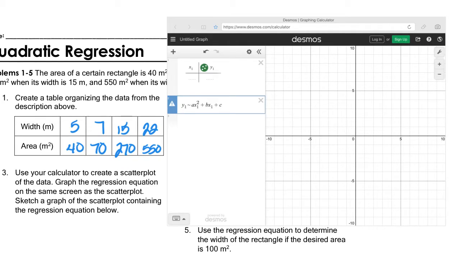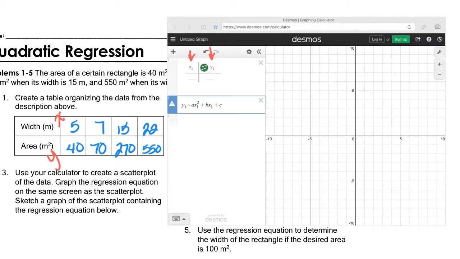And when I look at this, one of the first things I want to do is identify my independent and dependent variable. So my independent variable is width, and my area is y, or my dependent variable is y. And the reason I want to do that is so that I can make sure that I enter them correctly into the x and y table. But it will also help me later if I have to answer questions in regards to a specific width or a specific area.